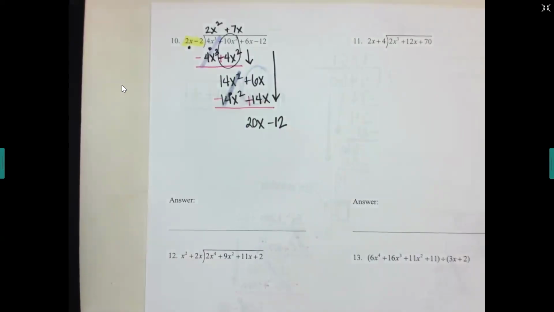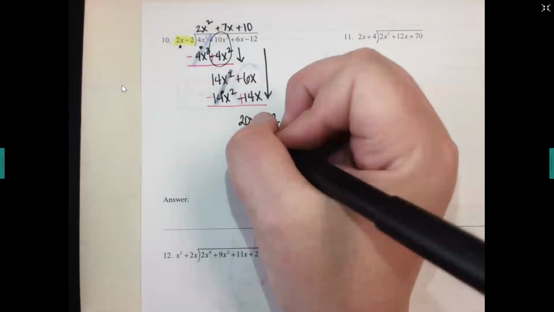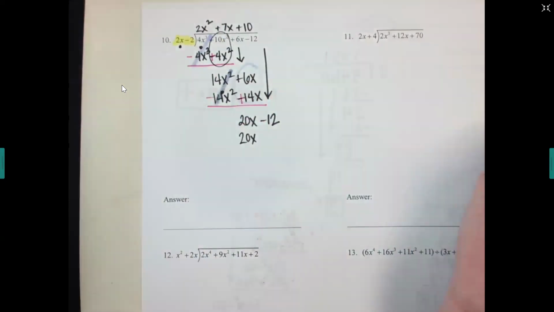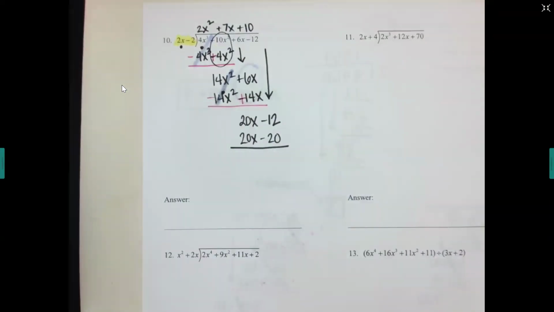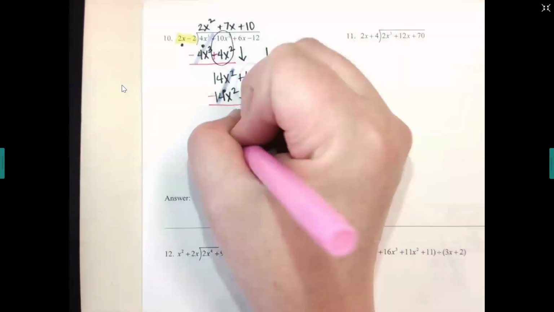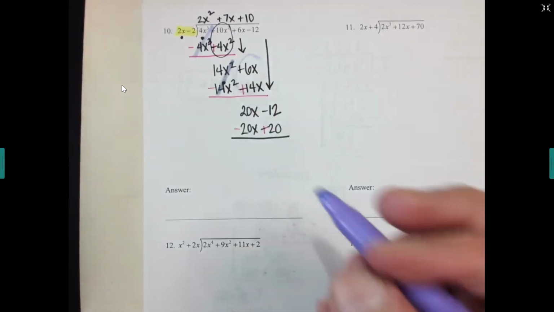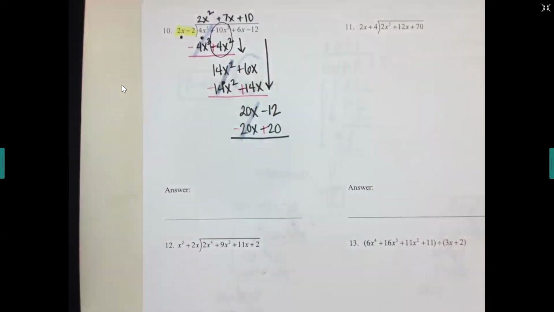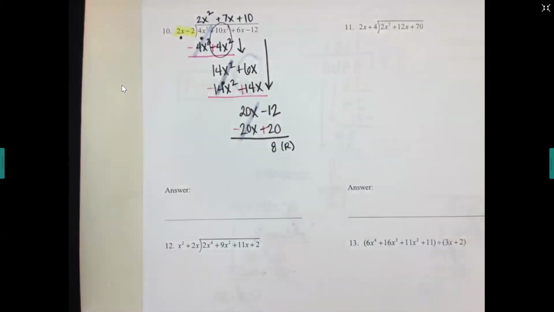My 2x needs to times to a 20x. What would I times it by? A 10. Very good. 10 times 2x is 20x. 10 times minus 2 is a minus 20. But then I have to switch the signs. So this one's going to go minus, 20 is going to go plus. 20 minus 20 crosses out. And then if we have 20 take away 12, how many would that leave us with? 8. Okay, write your answer for me in the answer blank.